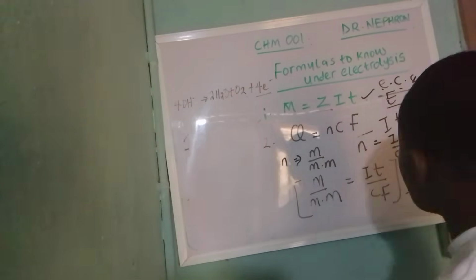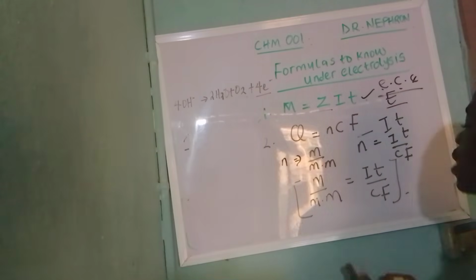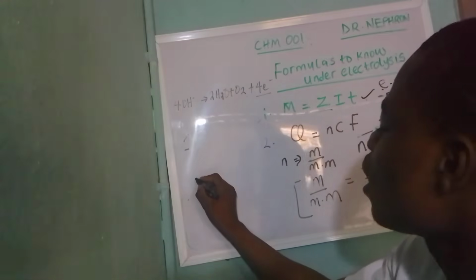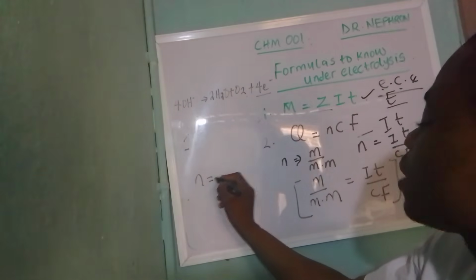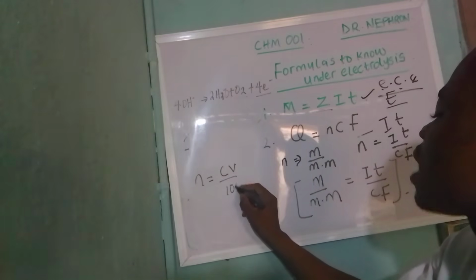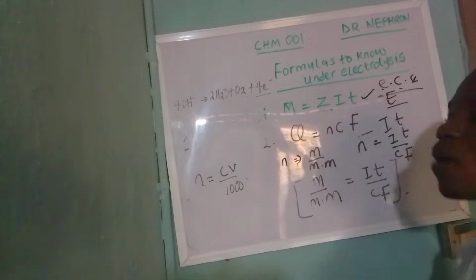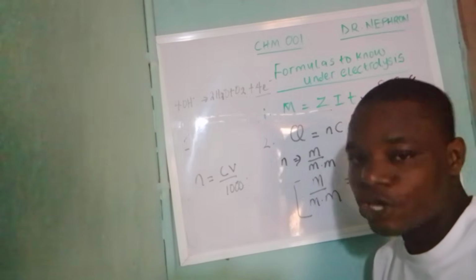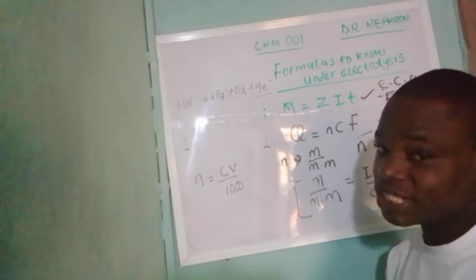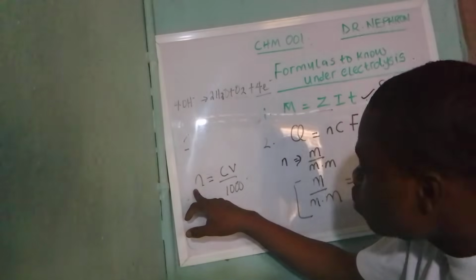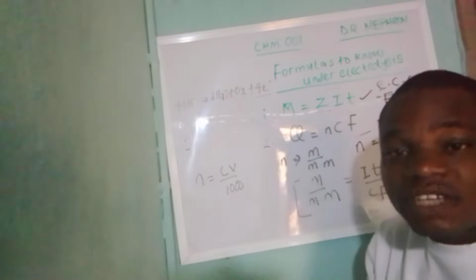So if my number of moles is given as concentration times volume over 1000. Now, when can I use 1000? When your volume is given in centimeter cube, so you have to convert it to dm cube. But assuming they give you your volume in dm cube, you leave it as n equal to CV. So you do not divide it by 1000.